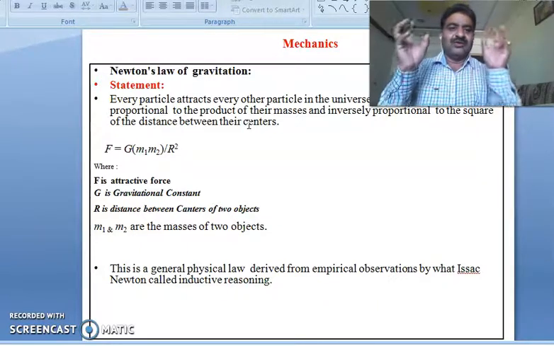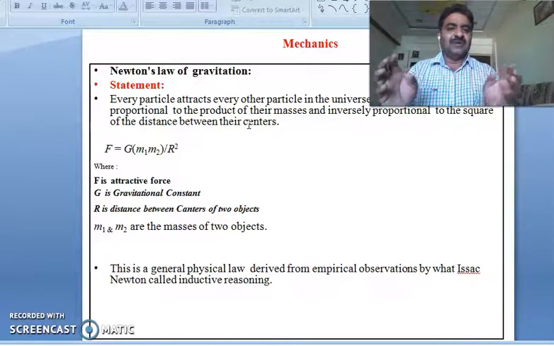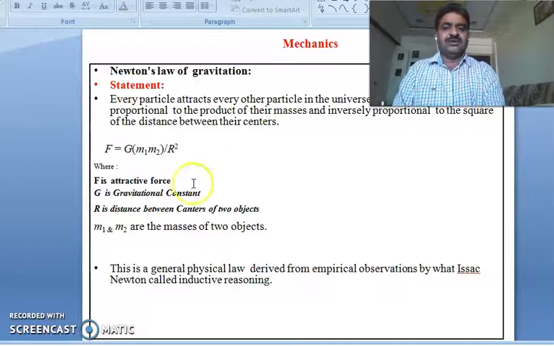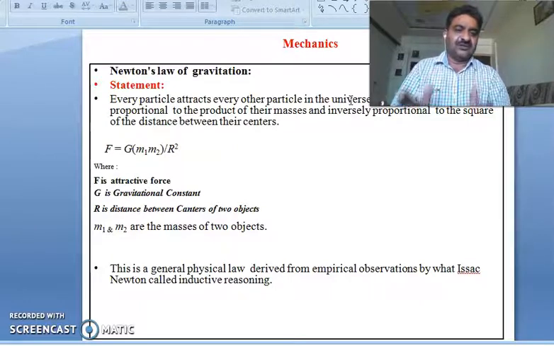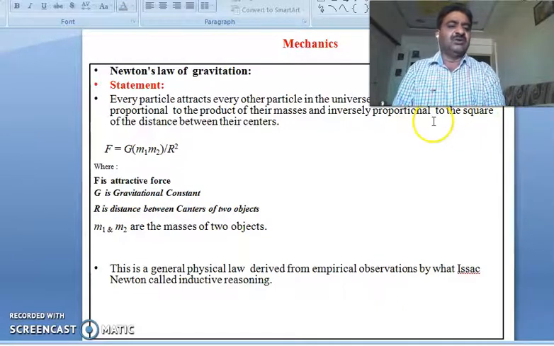So easily you can remember this statement. You remember two bodies having masses m1 and m2, and they are separated by distance r. Then easily you can state this statement. How? Every particle attracts every other particle in the universe with a force. In order to attract, force is required. That force is directly proportional to the product of their masses and inversely proportional to the square of the distance between their centers.